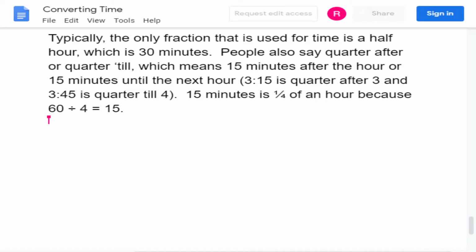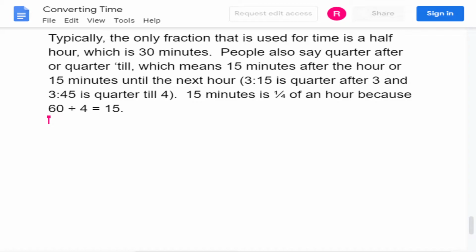All right. Before I do the next problem, I just want to go over this quickly, which is basically that typically the only fraction that is used for time is a half hour, which is 30 minutes. Sometimes people say quarter after or quarter till, which means 15 minutes after the hour or 15 minutes until the next hour. So 3:15 would be quarter after 3, and 3:45 is quarter till 4.